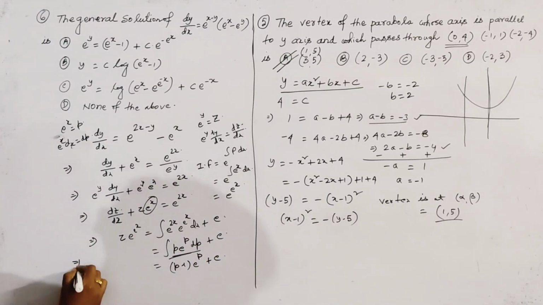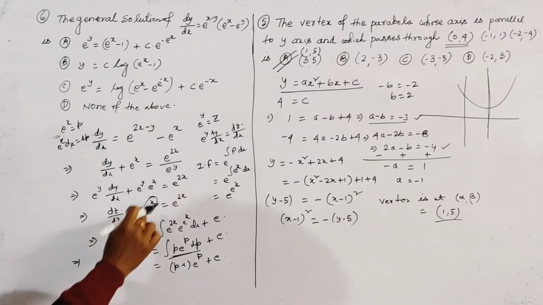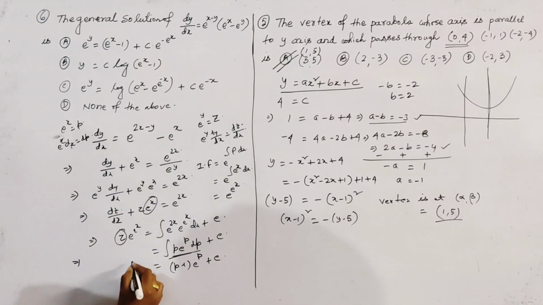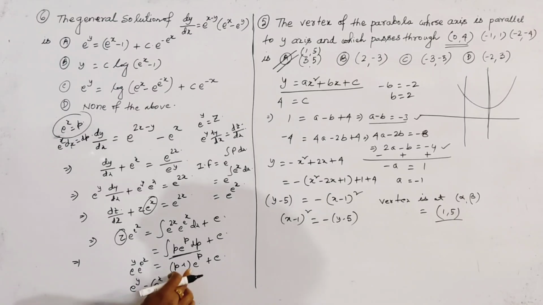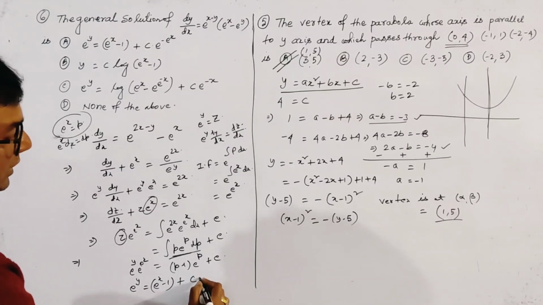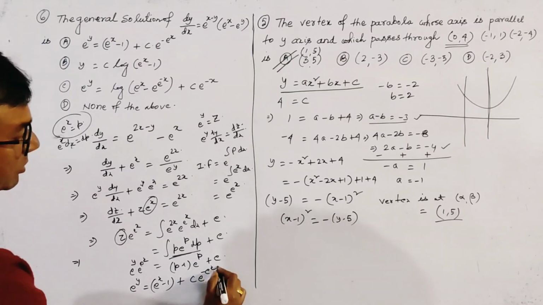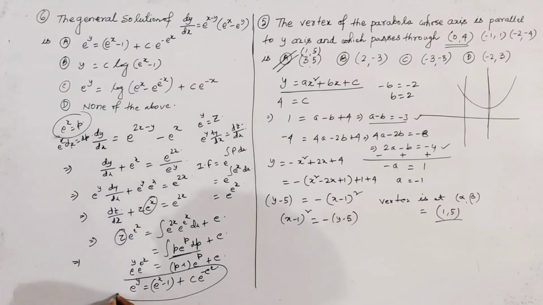Right, now putting the value of z here, z means e to the power y, so we get e to the power y into e to the power e to the power x, and putting the value of p, which is e to the power x, we get the solution e to the power y equals (e to the power x minus 1) plus c into e to the power minus e to the power x, since the e to the power e to the power x terms cancel out. Okay, this is the final solution of the ODE.